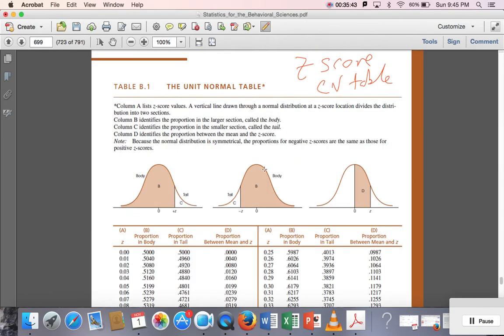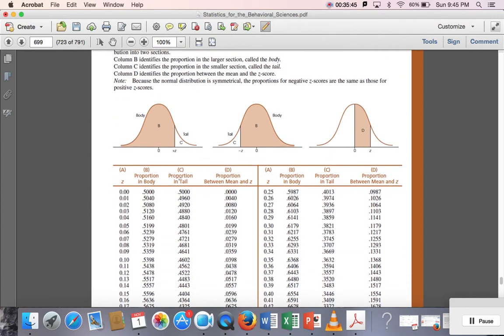When you go over here to your unit normal table, you're going to find that we're interested in proportion in the tail. Okay, this is what we're really interested in, proportion in the tail. We're not really interested in proportion in the body or anything else. We're looking at these extreme ends. That's really what I'm interested in here, the extreme ends.